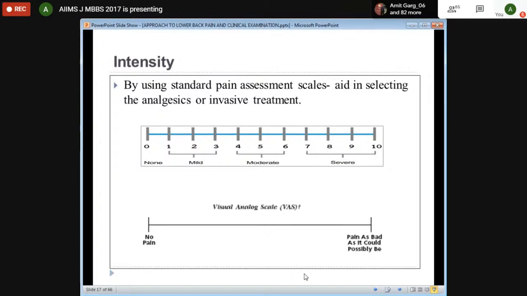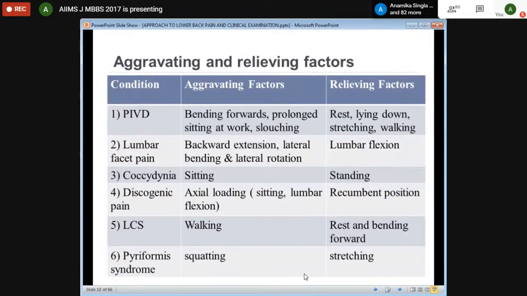And according to the severity, we have the WHO ladder for pain management. According to that, there are various medications available for pain management. Then, according to the various clinical conditions, as I mentioned in the first table, the aggravating and relieving factors are important. While taking history, these are the important factors to rule out the various clinical conditions.